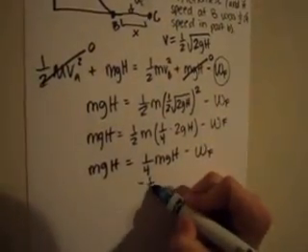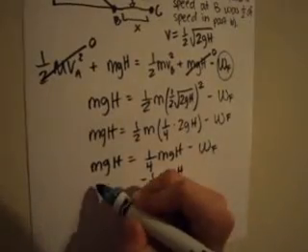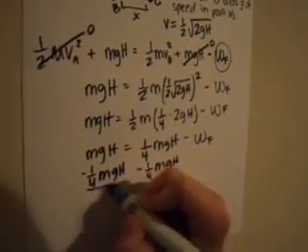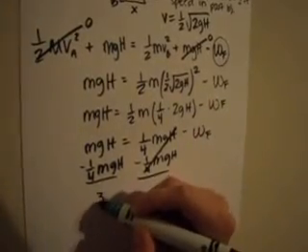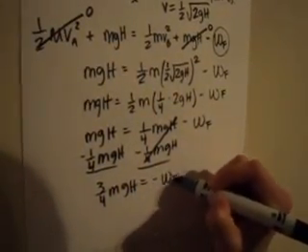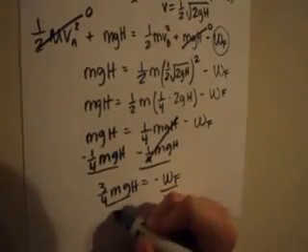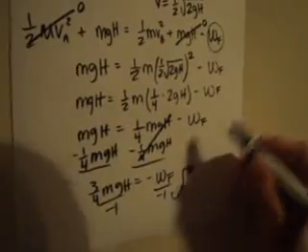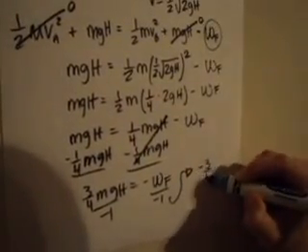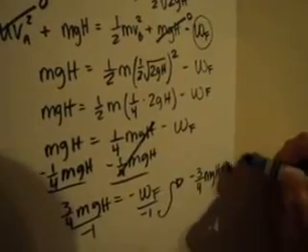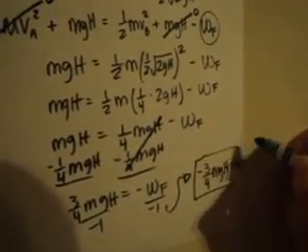So if we subtract 1/4 of mgh from 1 mgh, we are going to get 3/4 mgh equals negative work of friction. So we want to divide by -1 here, so that the work done by friction is completely by itself. So our final answer is going to be -3/4 mgh equals the work done by friction if the slide had friction. And that is the end of the problem.